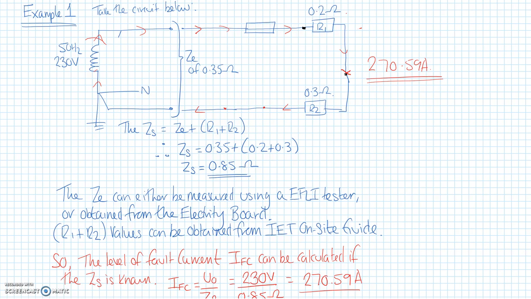This is the second part of our Fault Loop Impedance session, and the idea is to look at fault currents and the importance of the right level of fault loop impedance in order to provide a satisfactory fault current to clear our circuit protective device. So let's have a quick recap of what we have here.